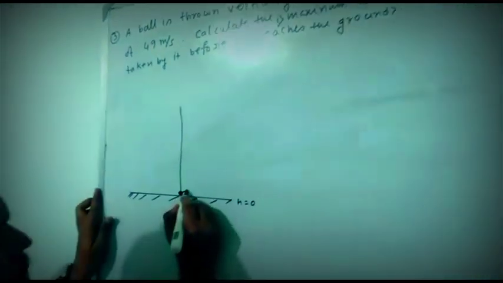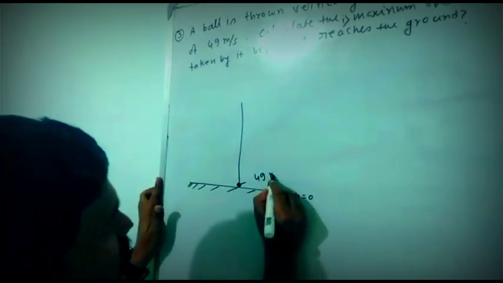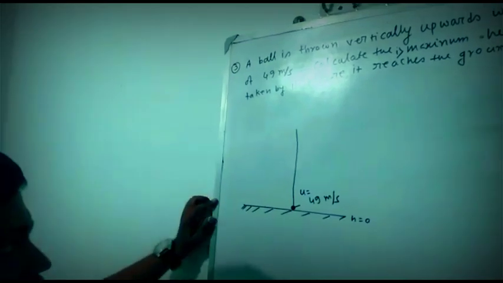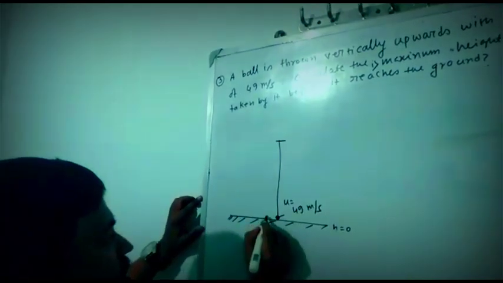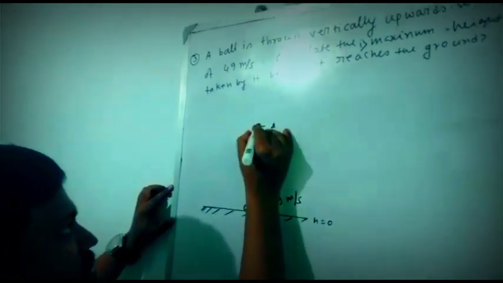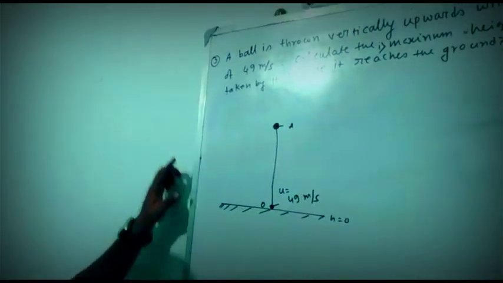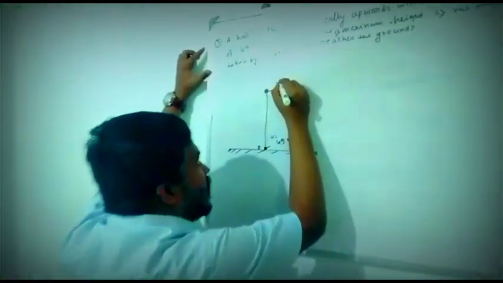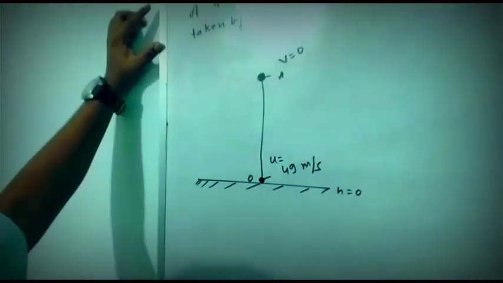Okay. So our first target is finding the value of maximum height. We have thrown the object with a velocity of 49 meter per second. So this is the initial velocity. Suppose this is the position O, and this is the position A, and according to the situation, this is the position for maximum height. When the particle reaches the maximum position, the final velocity V should be 0.